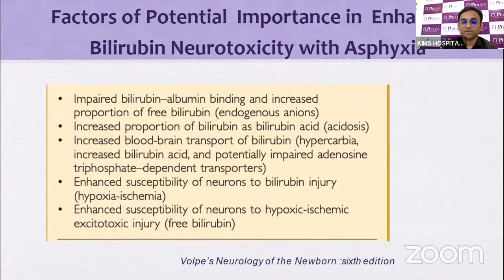The ATP-dependent mechanisms are affected most because of the decreased production of energy, which leads to decreased expulsion of bilirubin from the neuronal cells into the extracellular space. Also, in the case of hypoxic ischemia, the damaged neurons are more susceptible to bilirubin injury. It can have a synergistic effect on the damage of the neurons. There is also hypoxic ischemic injury-related increased glutamate, and free bilirubin will lead to more glutamate released from the astrocytes. So both of these lead to more excitotoxic damage to the neurons in the brain. In this way, asphyxia has multiple mechanisms through which it can enhance bilirubin neurotoxicity.